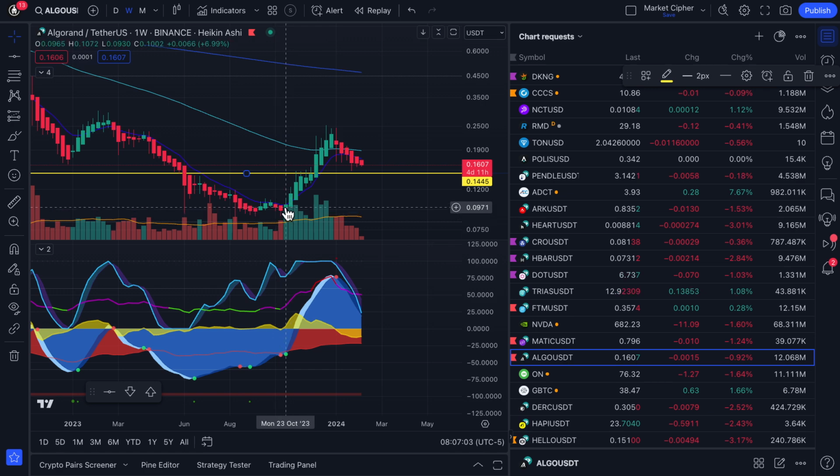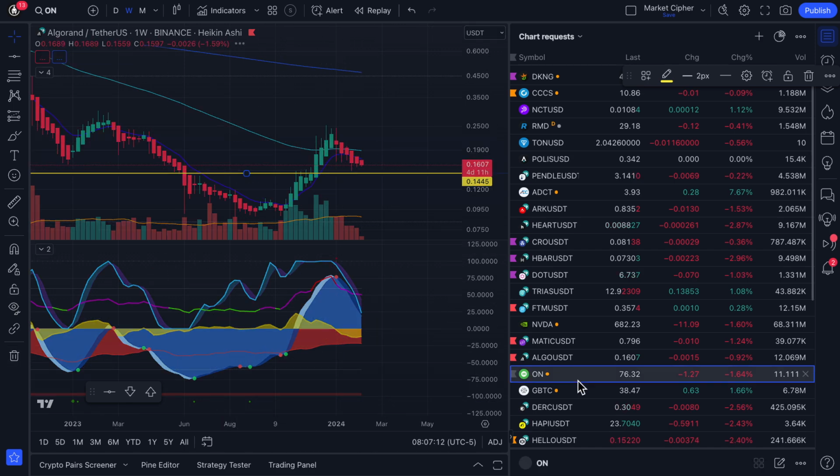Boom, we were in right there at 9 cents. Went all the way up to 29. There's 300% on your money. Okay, now it's pulling back. Wait for that signal again.